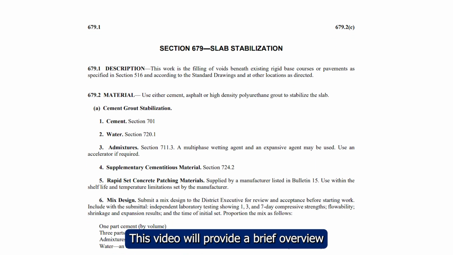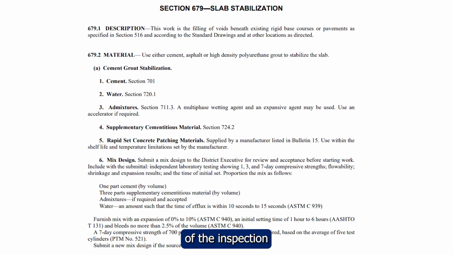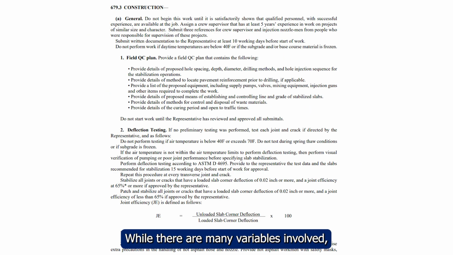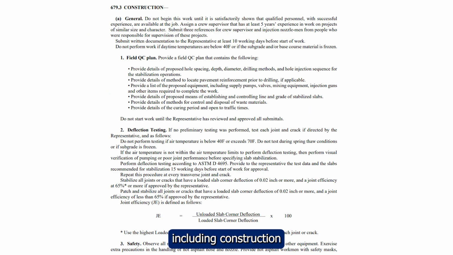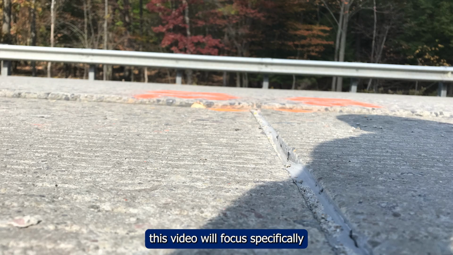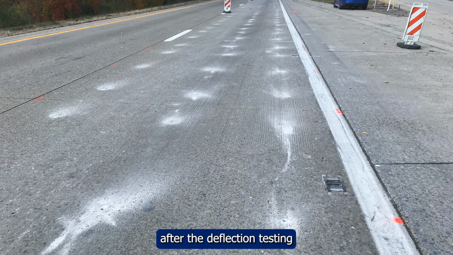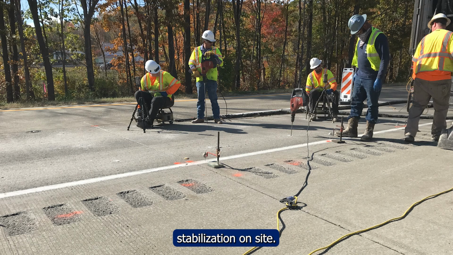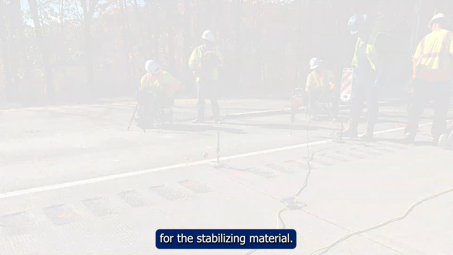This video will provide a brief overview of the inspection process for slab stabilization operations. While there are many variables involved, including construction techniques and material selection, this video will focus specifically on the inspection process in the field after the deflection testing or visual verification has been completed to determine what slabs require stabilization on site. We will use high-density polyurethane for the stabilizing material.